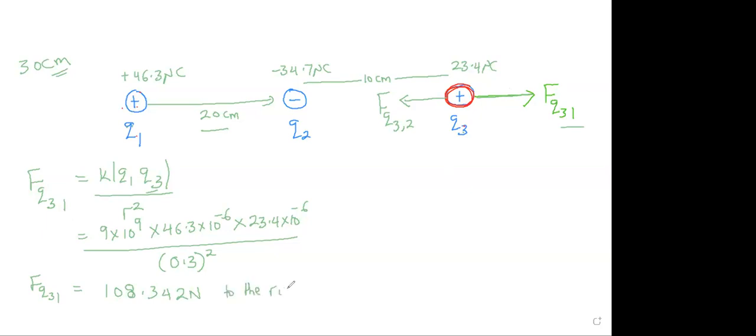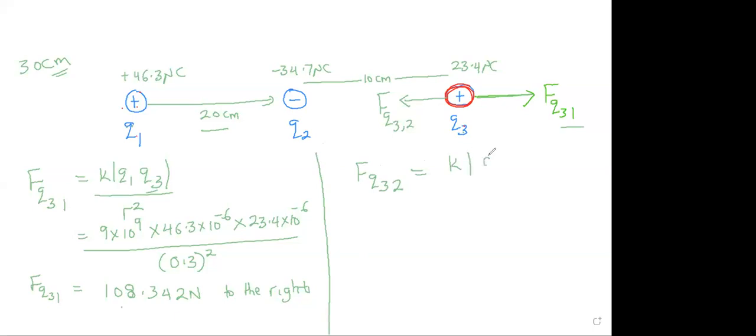Remember that force is a vector quantity. So when I'm stating it, I state the magnitude and I give the direction. So 108.342 is the magnitude, to the right is the direction. That is how I state it. Now I'm going to go to the next one. We are going to find the force due to charge 2. So I do the same.